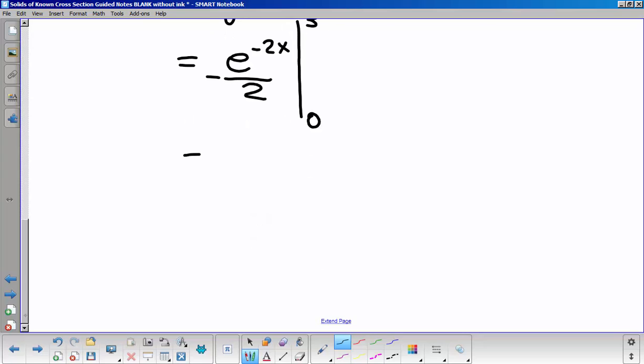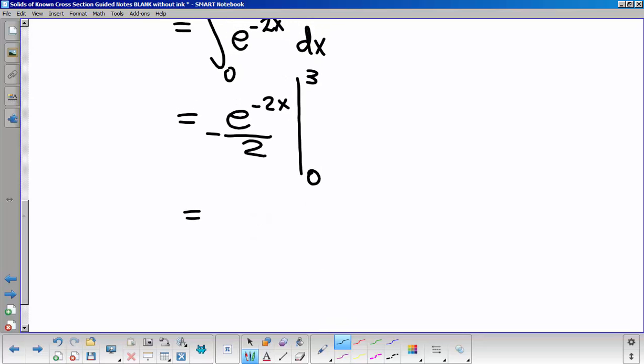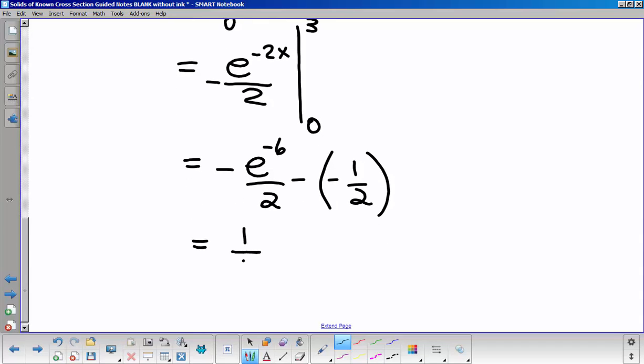So let's plug in our numbers. We get negative e to the negative 6th over 2 minus, what happens when I plug 0 in here? We get 1, so minus 1/2. So this equals 1/2 minus 1 over 2e to the 6th. I just made the 1/2 positive. Units cubed.